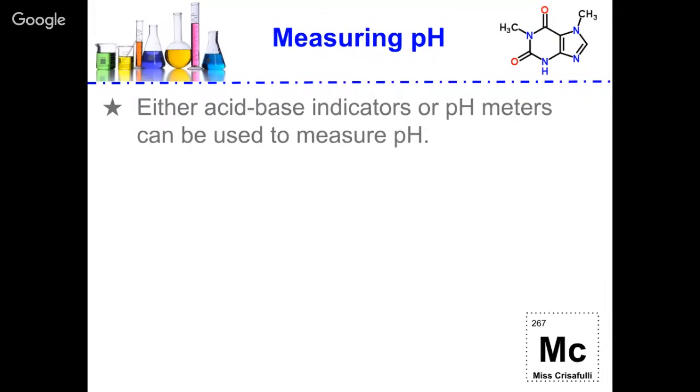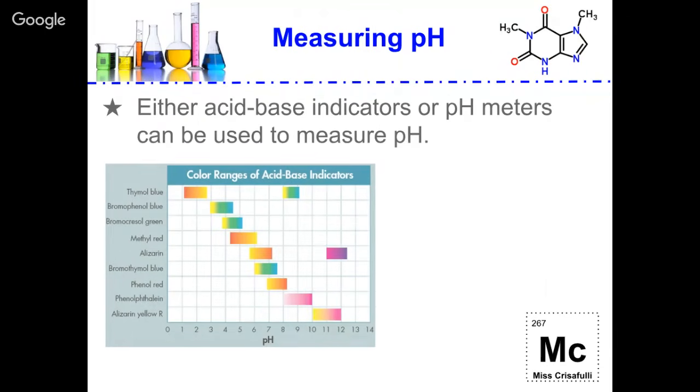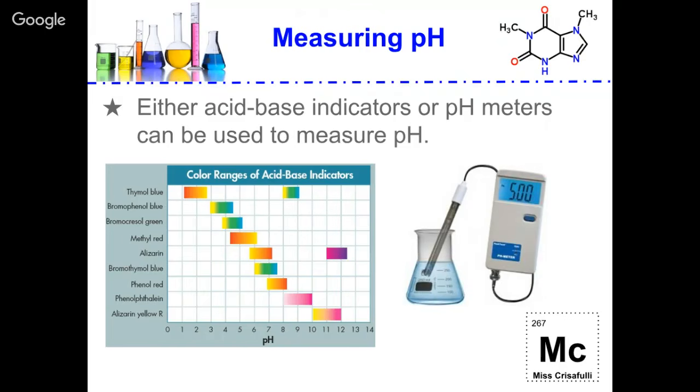Now let's talk about how we can measure pH. You can either use an acid-base indicator or a pH meter to measure pH. Acid-base indicators are different compounds that you stick in a mixture of an acid and a base, and they change color based on pH range. Or you can use a pH meter, which is an electronic device that has a probe you can stick into your solution, and it will read the pH via the conductivity that you're seeing in the solution.